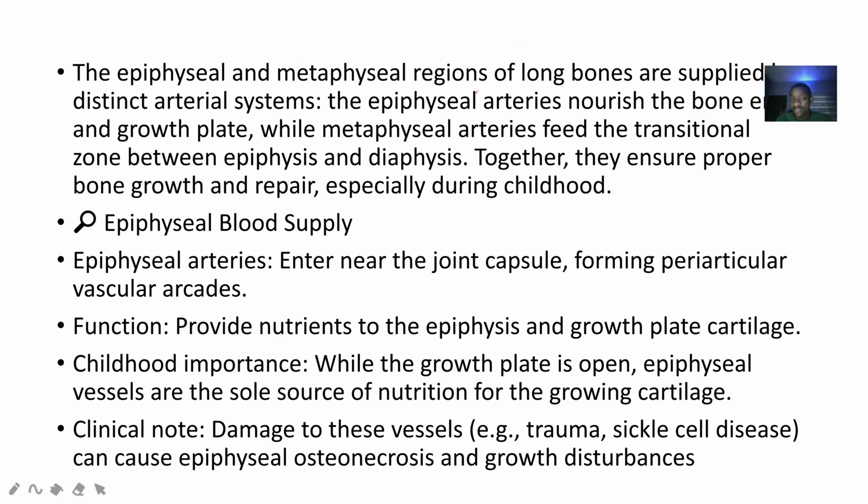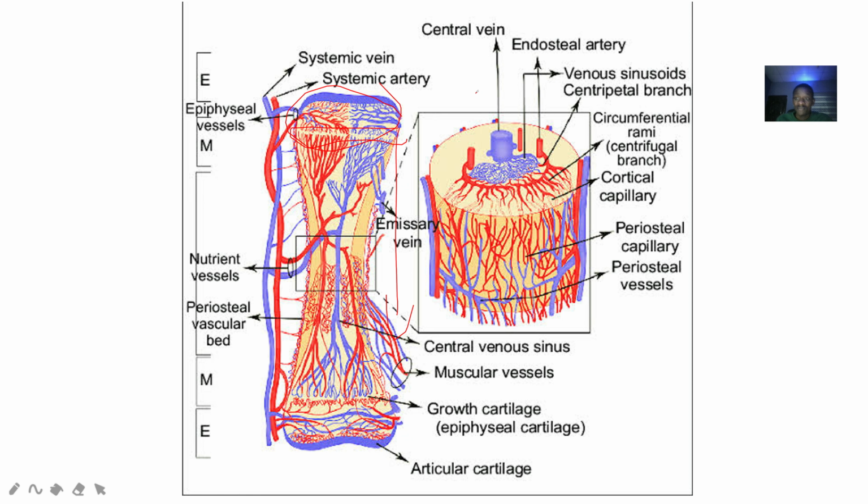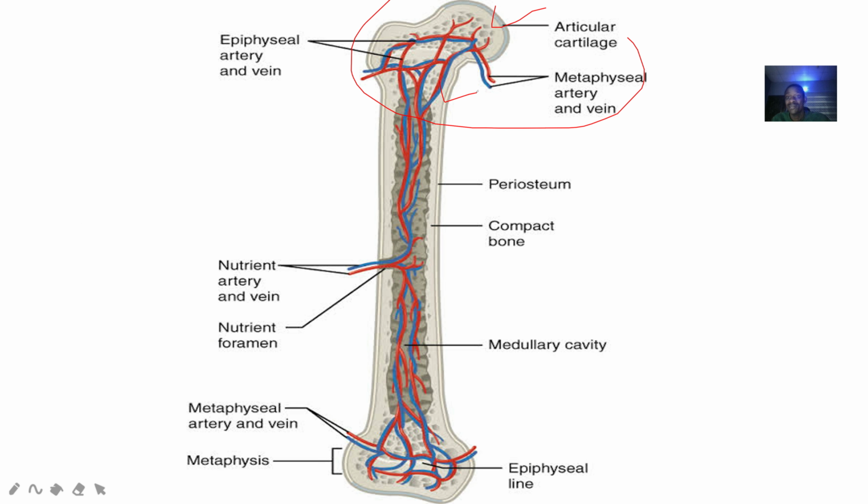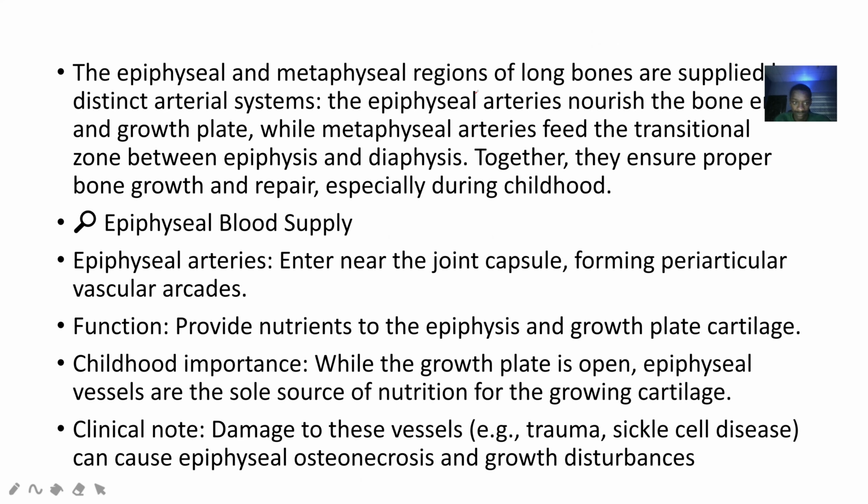So let's look at the epiphyseal blood supply first. You have what? Epiphyseal arteries. They enter near the joint capsule. They form the periarticular vascular arcade. Function is to provide nutrition for that part of the bone. Childhood importance: while the growth plate is open, epiphyseal vessels are the sole source of nutrition for growing cartilage.